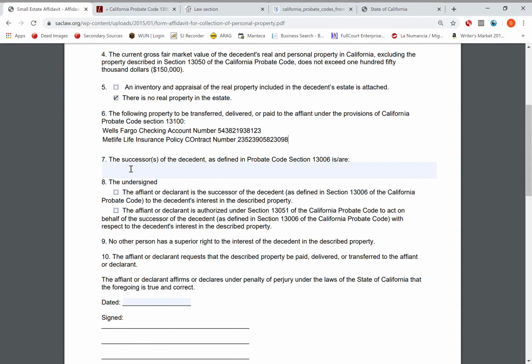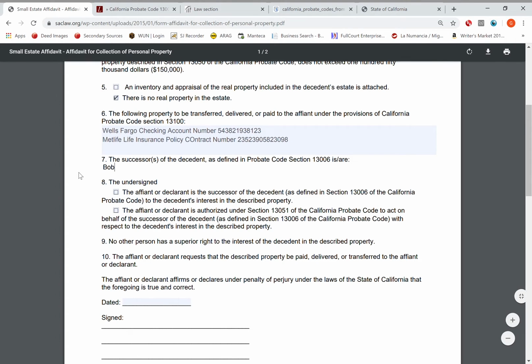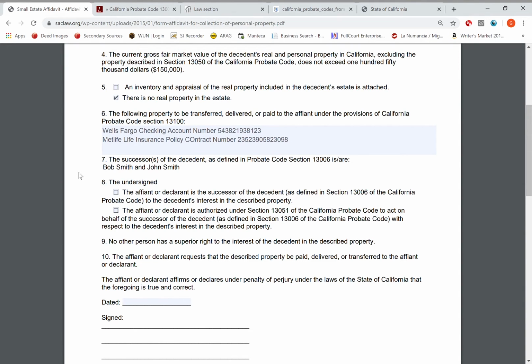Number 7. The successors of the decedent, as defined in Probate Code section 13006, is or are. So if there's more than one person who's supposed to inherit the asset we're talking about, like that Wells Fargo account in number 6, you're going to list more than one. The successor of the decedent, in this case, is just whoever is supposed to inherit this property. So let's pretend that we have 2 people who are supposed to inherit it, Bob Smith and John Smith, okay? So let's put their names there.